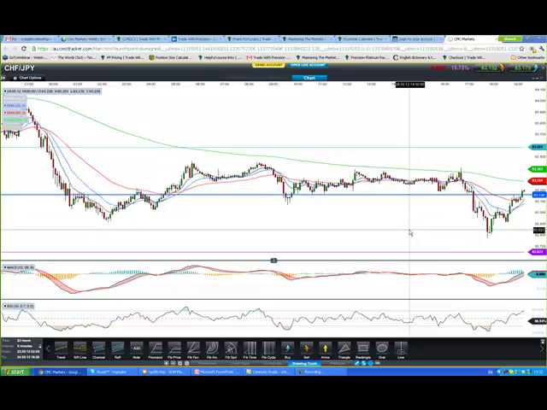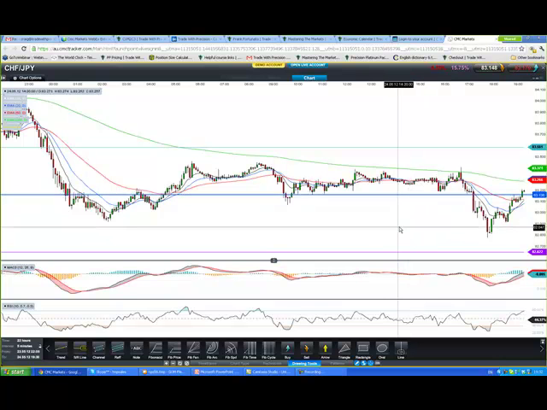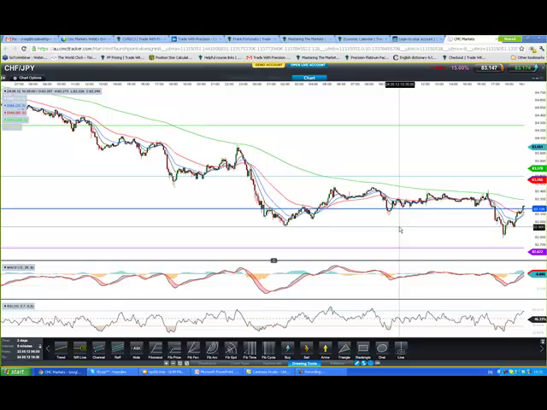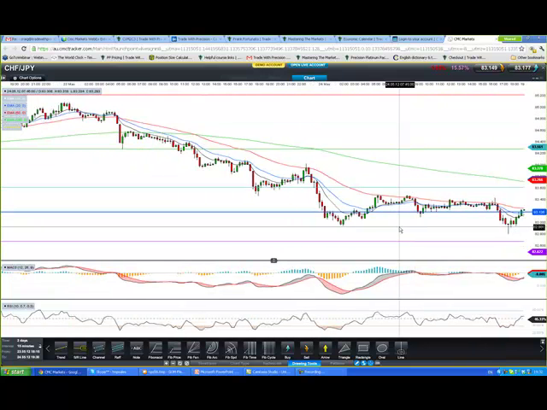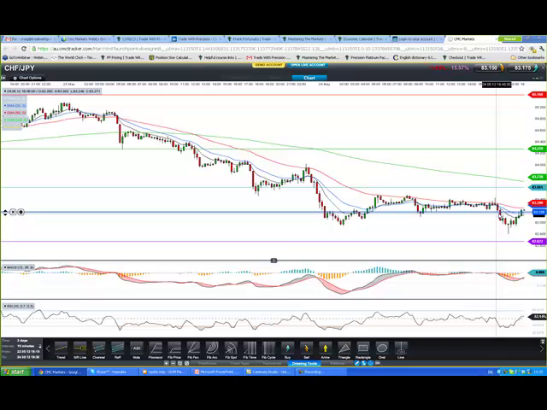Stop there, entry there. I'm certainly not saying I took this. I'm not hindsight trading in any way, shape, or form. I'm just showing you some of the things that I'm actually looking for. That's gone down to the 5-minute there. Zooming back out to the 15, you can see it through here.